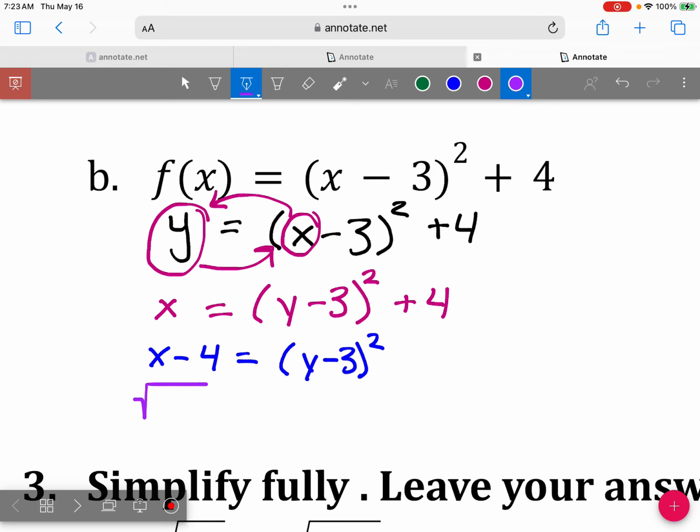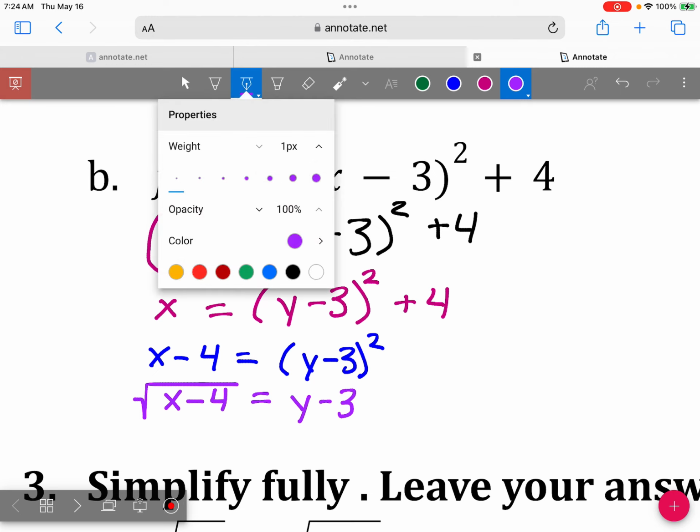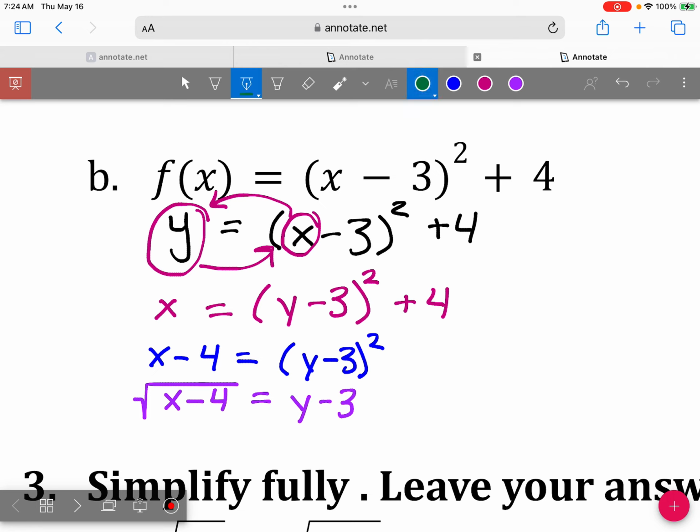So we're going to wind up with the square root of x minus 4 equals, and square rooting this side gets rid of my square. So we're just left with y minus 3. And we got one more step to get the y by itself, and that's to add 3. So if we add 3 to both sides, we're going to get y equals the square root of x minus 4 plus 3. Or you can put 3 plus square root of x minus 4. Either way is fine.